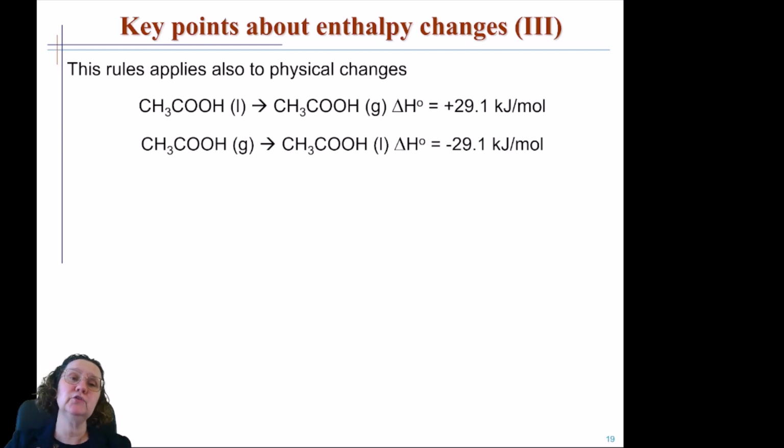So for example, this is the formula for acetic acid. If you have acetic acid in liquid form and you transform it into acetic acid in gas form, you vaporize it, you will need to communicate some energy. This is an endothermic reaction, plus 29.1. If you have acetic acid in gas form and you condense it into acetic acid in liquid form, then that reaction will liberate 29.1 kilojoules per mole of acetic acid. So again, the absolute value is the same, but the sign changes depending on if you're looking at the forward reaction or the reverse one.